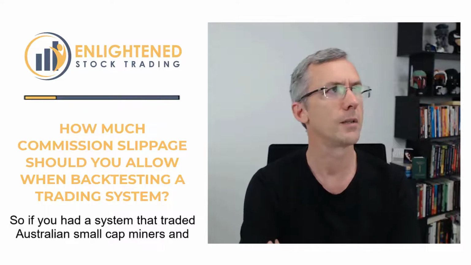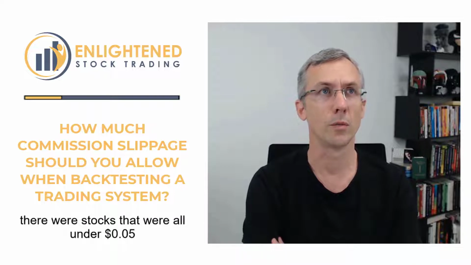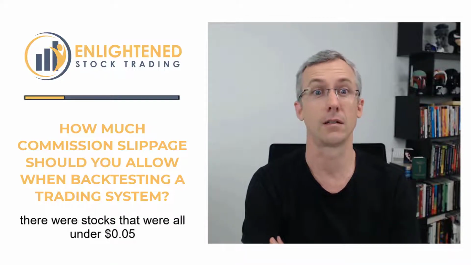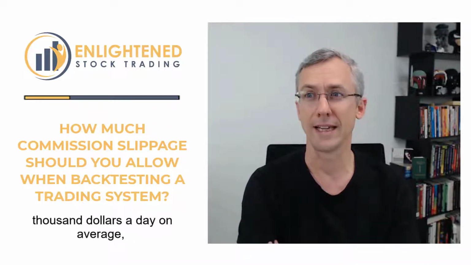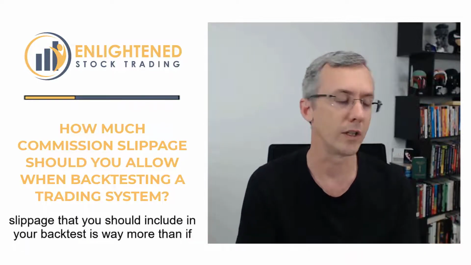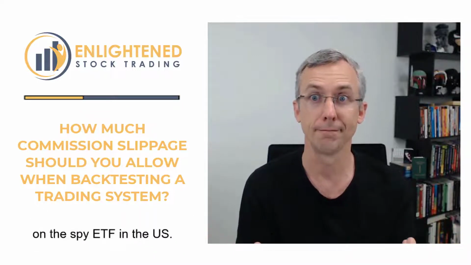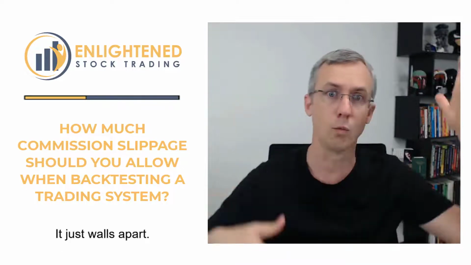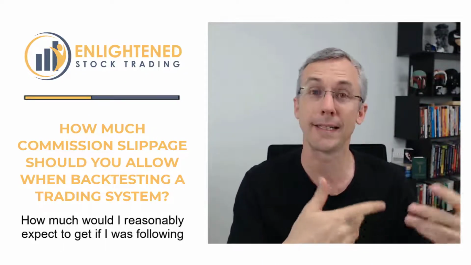So if you had a system that traded Australian small cap miners and there were stocks that were all under 5 cents or 10 cents and they were turning over a couple of $100,000 a day on average, the amount of commissions and slippage that you should include in your backtest is way more than if you were trading a mean reversion system on the SPY ETF in the US, right? It's just worlds apart. So think about it in those terms: how much would I reasonably expect to get if I was following these rules on this universe?